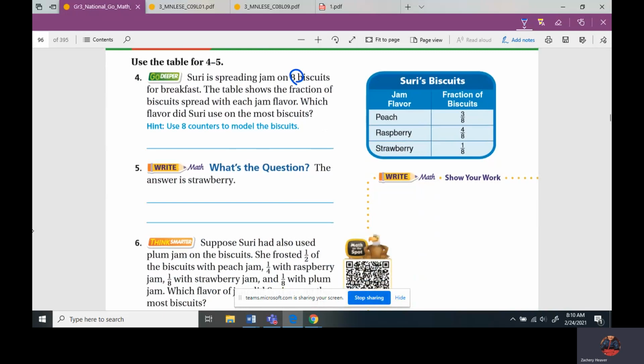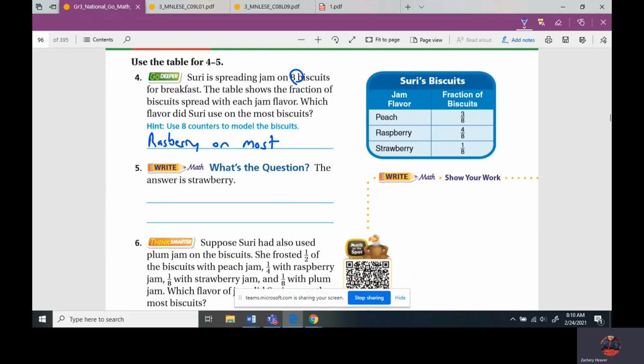So look, she made 8 biscuits. Every one is the same. So this is telling me on 3 out of 8 biscuits, she used peach jam. This tells me 4 out of 8 biscuits, she used raspberry jam. And this tells me 1 out of 8 biscuits, she used strawberry. So really, they're the same denominator, so we look at the numerator. What has the biggest number? 4, which means she put raspberry on most.